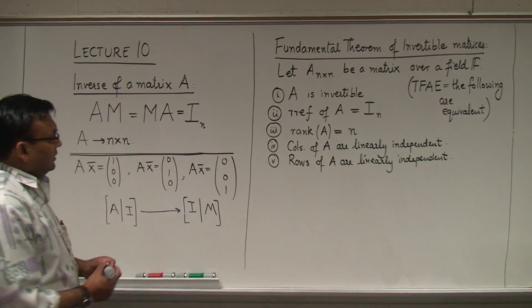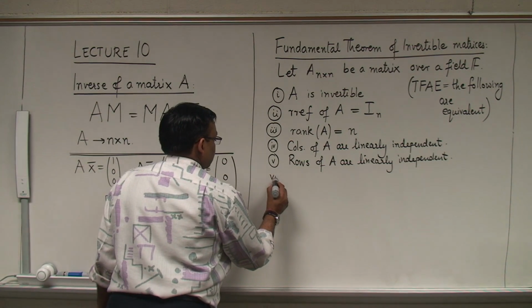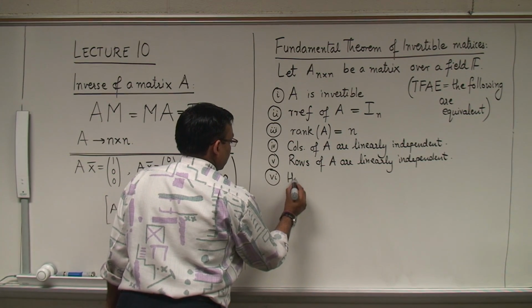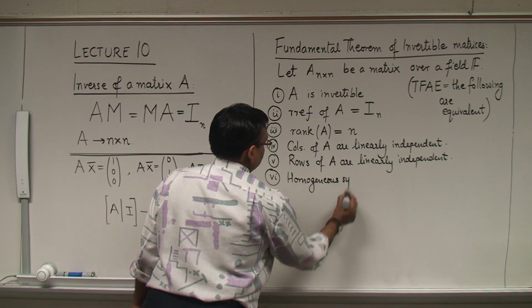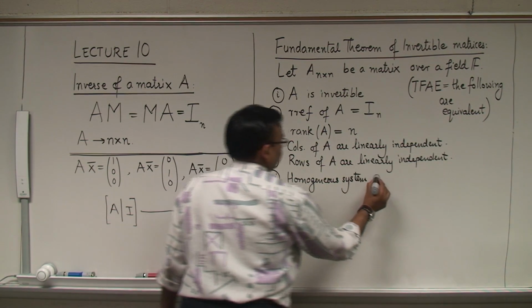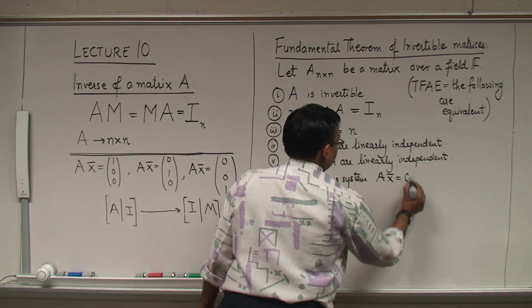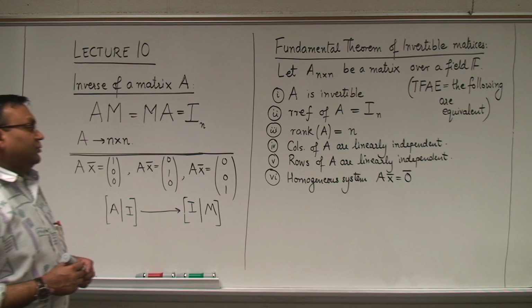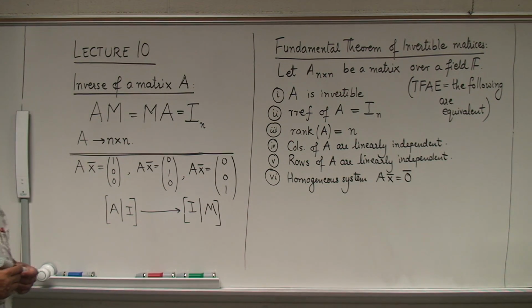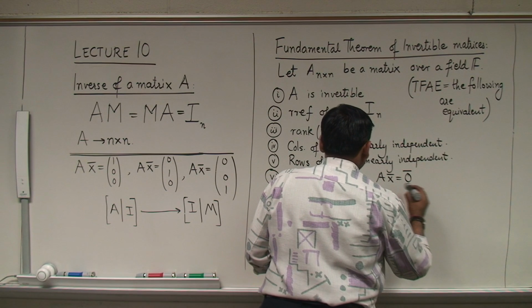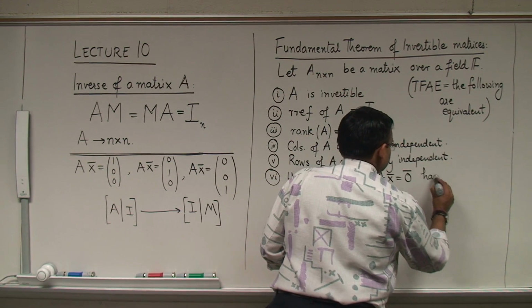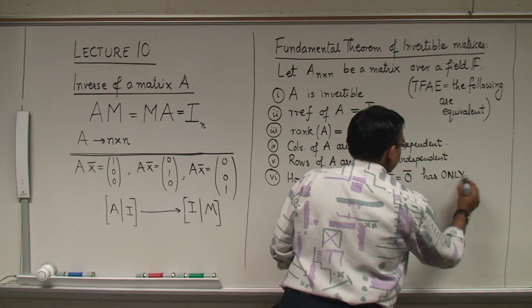Okay, let's think about the homogeneous system. Can we say something about the homogeneous system Ax equal to 0? Well, let's see. If the columns of A are linearly independent, that means the only linear combination of these columns which can produce a zero vector is the zero combination. So I can say that the homogeneous system has only the zero solution.